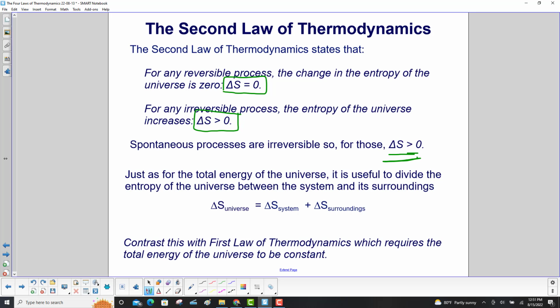Just as for the total energy of the universe, it is useful to divide the entropy of the universe between the system and its surroundings. So we have the change in entropy of the universe is equal to the change in entropy of a system, however you describe it, plus the change in entropy of everything else in the universe. Contrast this with the first law of thermodynamics, which requires that the total energy of the universe is constant.